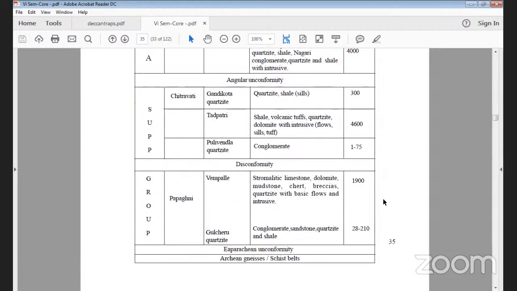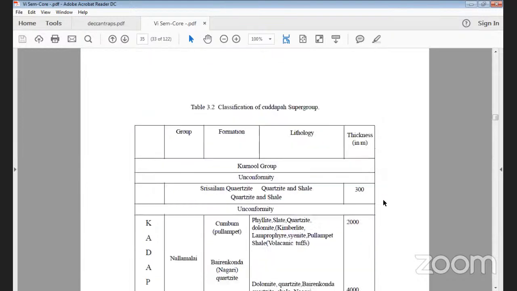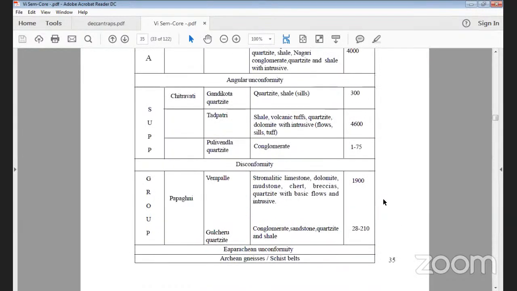There is a disconformity between the Chitravati and the Papaghni groups. The Chitravati group is divided into three formations. One is the Pulivendla quartzite. In its lithology, the Pulivendla quartzite has conglomerate, with a thickness of about 1 to 75 meters.